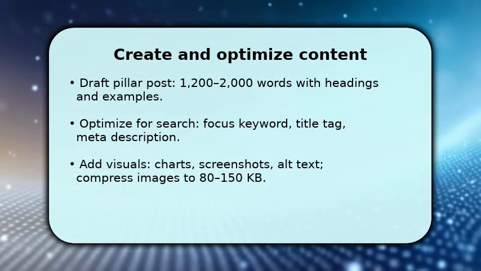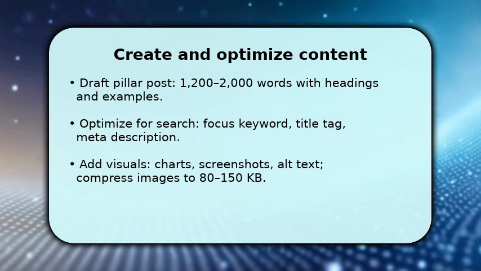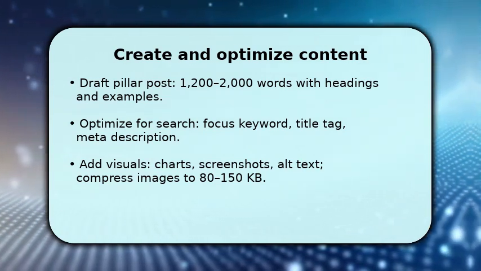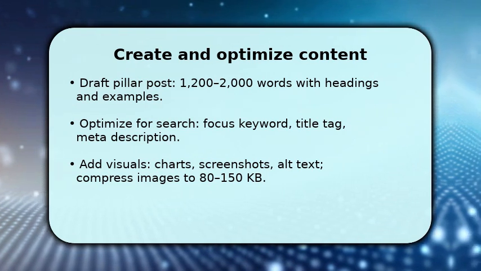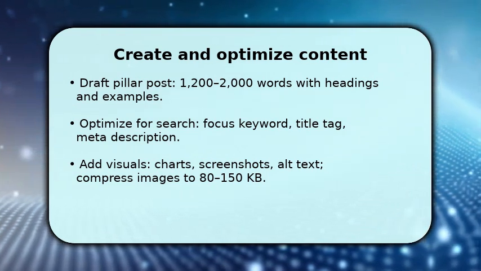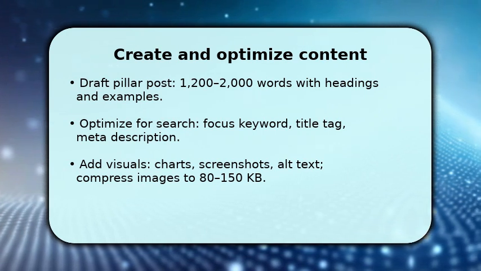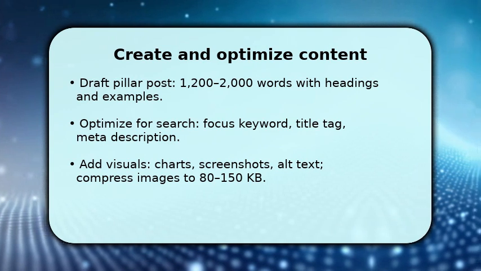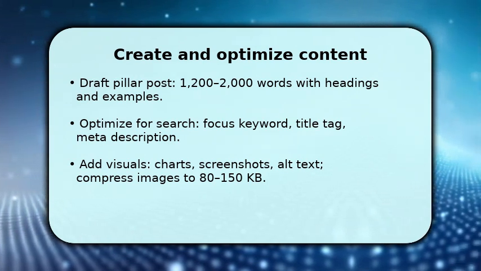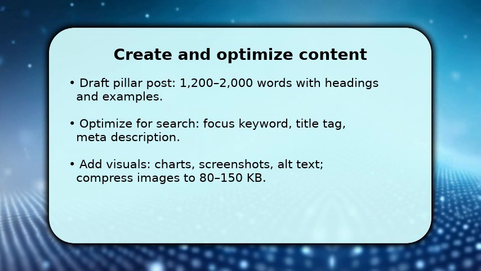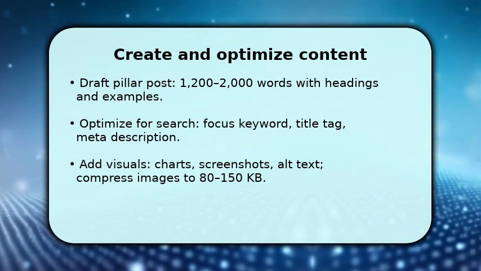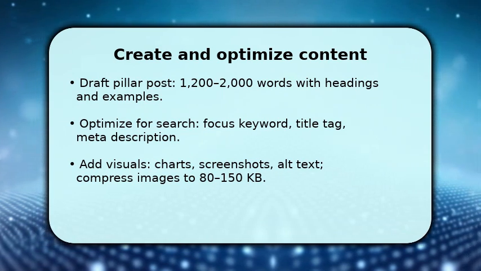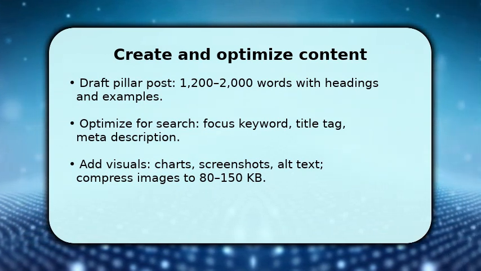You now build the core content that will attract and retain readers. Write a pillar post of roughly 200 to 2,000 words with clear headings, examples, and actionable steps. This increases dwell time. Once drafted, optimize for search by choosing one focus keyword and improving title tag and meta description. Make sure to add visuals, screenshots, and charts, with alt text and compressed file sizes to keep load time low, and link to internal and authoritative external sources.